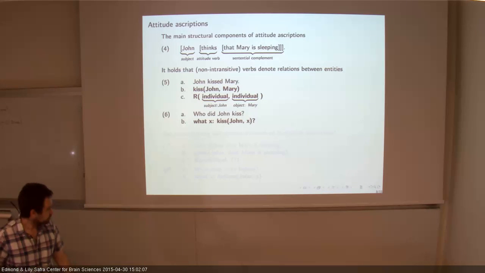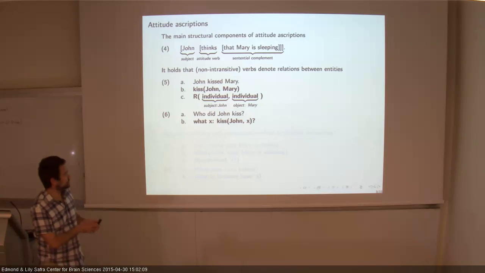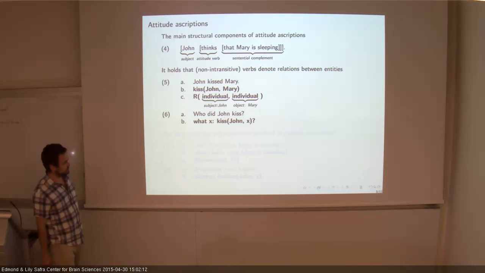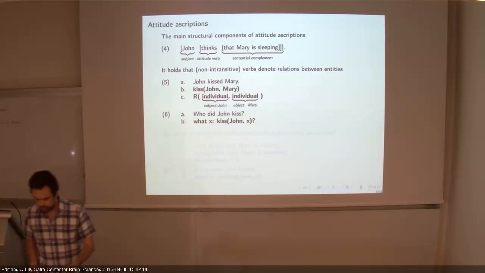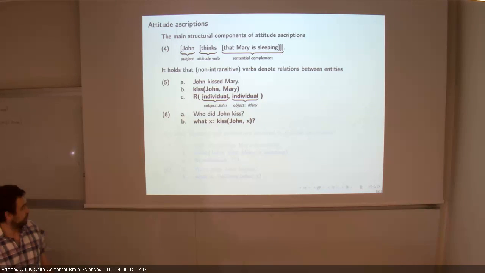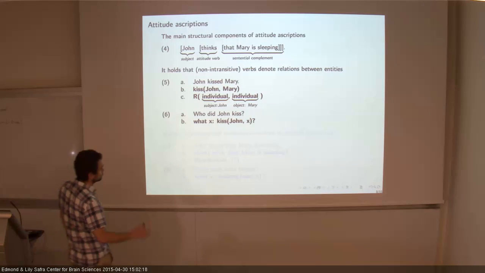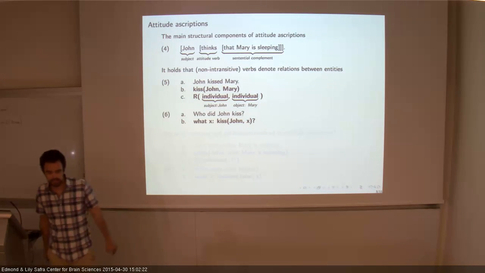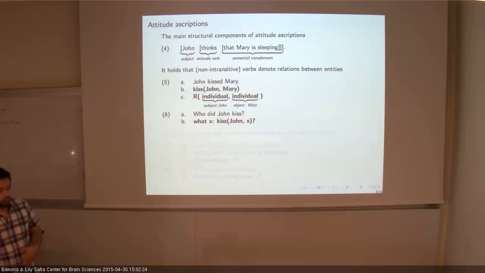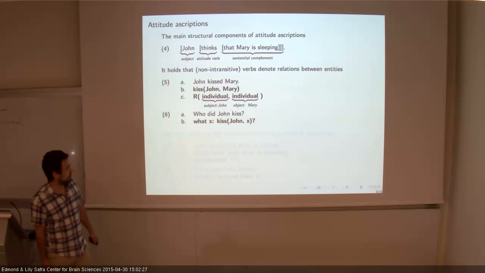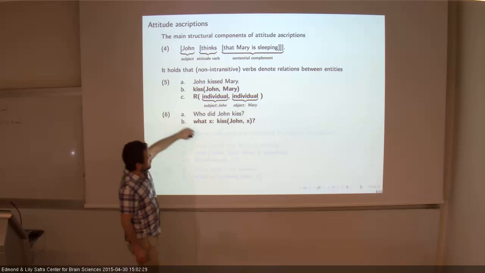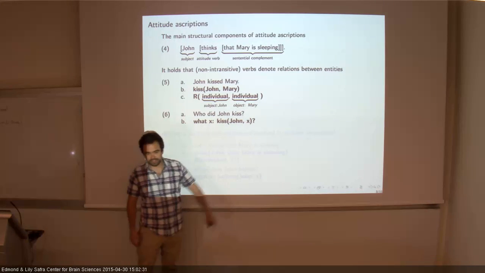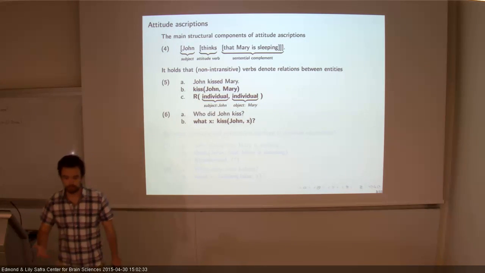So this is a very naive representation of very simple sentences, and we can see that you can pull out different kinds of objects out of these sentences, as Yossi has done before. Namely, you can ask what the object of kissing is. So, who did John kiss, or what did John kiss, can be simply represented as: what is the object such that John stands in a kissing relation to that object.